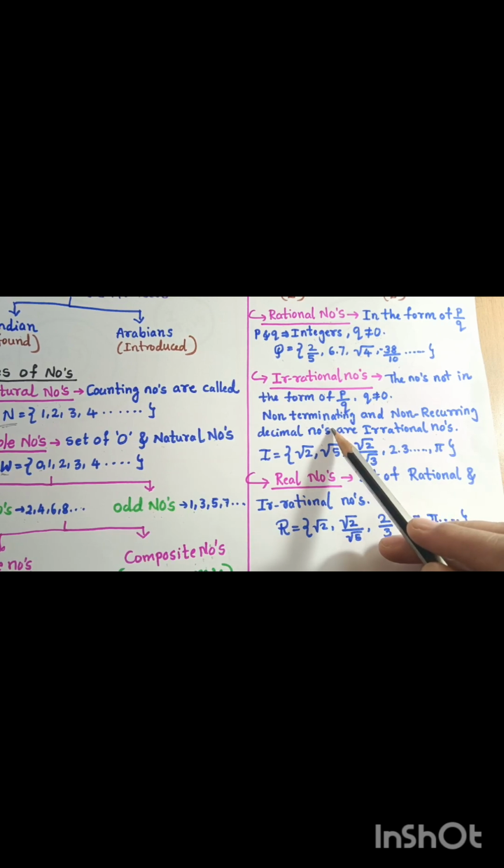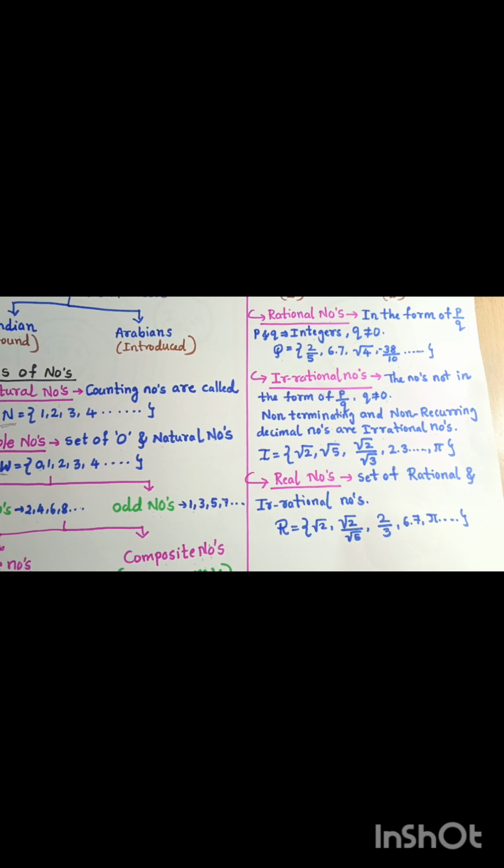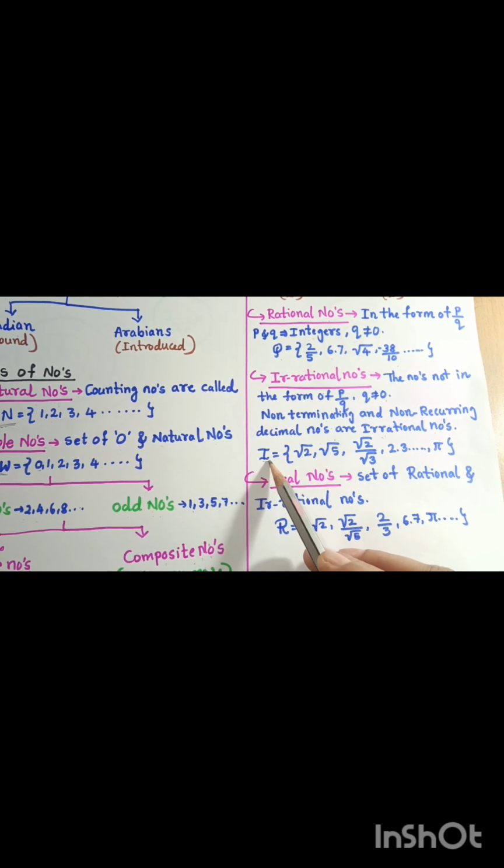Non-terminating means the decimal number is not finished, and sometimes it repeats. It has continuation. There is no stop, there is no end. So those decimal numbers are called irrational numbers. The irrational numbers are denoted by I here.